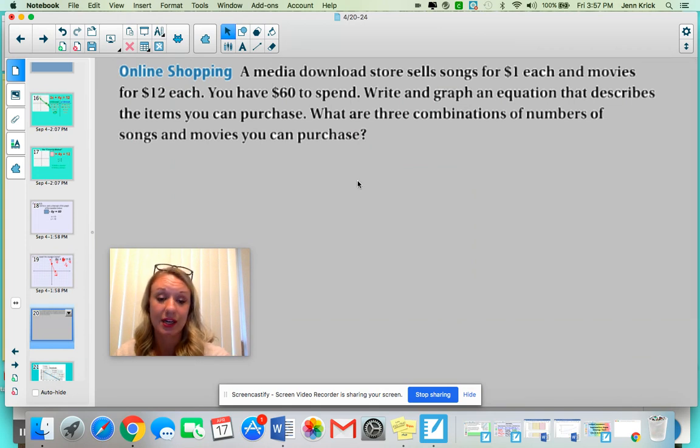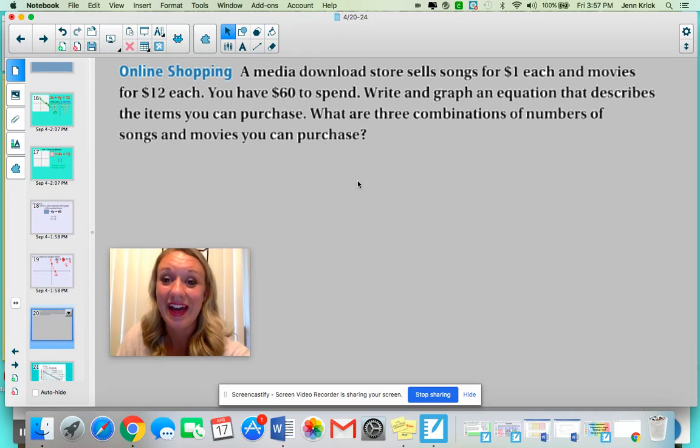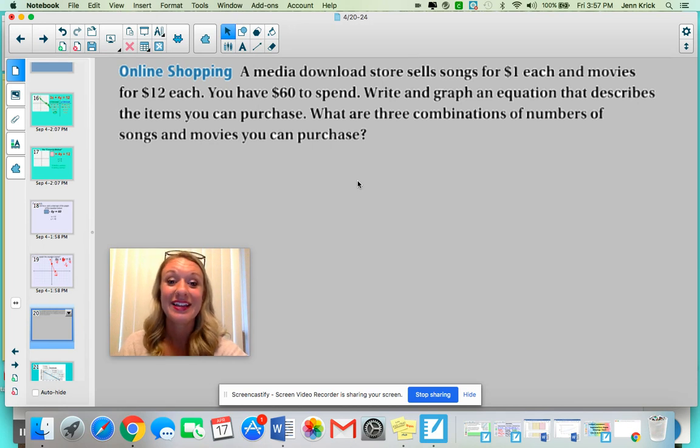Okay, last part here. Another advantage of using standard form is it's very easy to utilize with word problems when you have to translate a word problem into an equation. So if you have a media download store, which, what is that? I don't even know at this point, especially in this day and age. If they sell songs for $1 each and movies for $12 each. Okay, pause right there. That would be literally $1 to buy a song. Could you imagine? You have $60 to spend. Can you write an equation to model that situation and identify different situations that could occur?